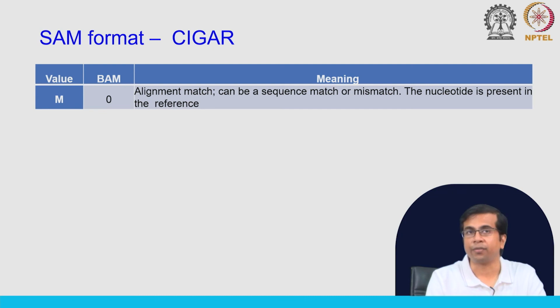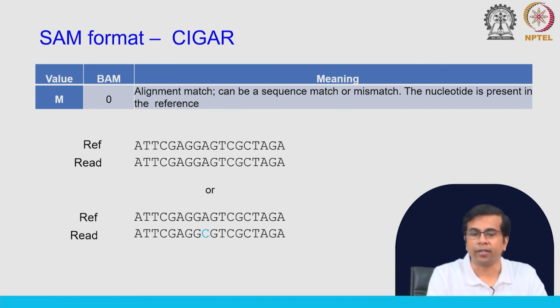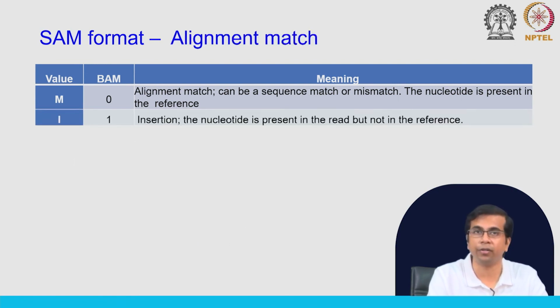M stands for alignment match. Do not confuse this with sequence match or mismatch. This means that a nucleotide is present in the reference sequence for the read, so there is a match or mismatch, and there is no indel, no insertion or deletion. You cannot interpret whether there is a base mismatch or base match. What it simply tells is that there is a base corresponding to the read in the reference sequence, and there is no insertion or deletion.